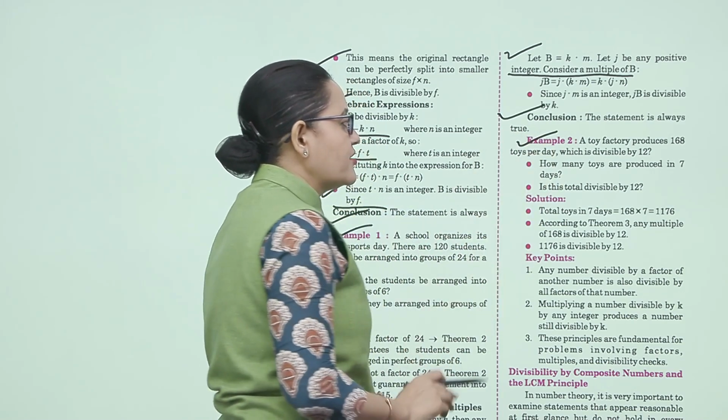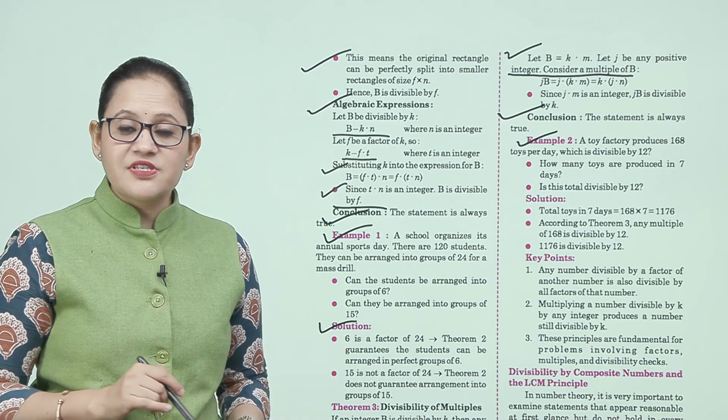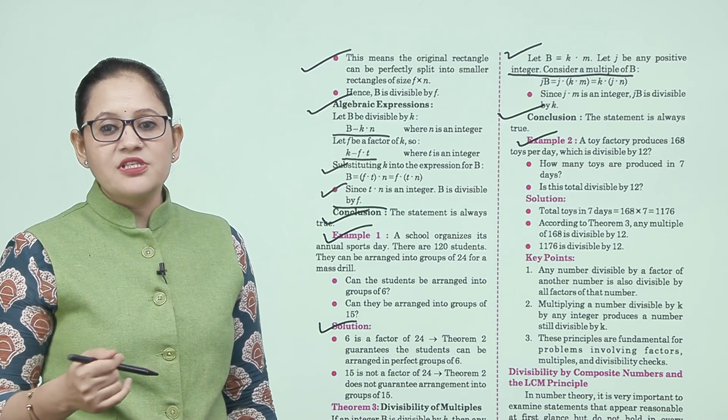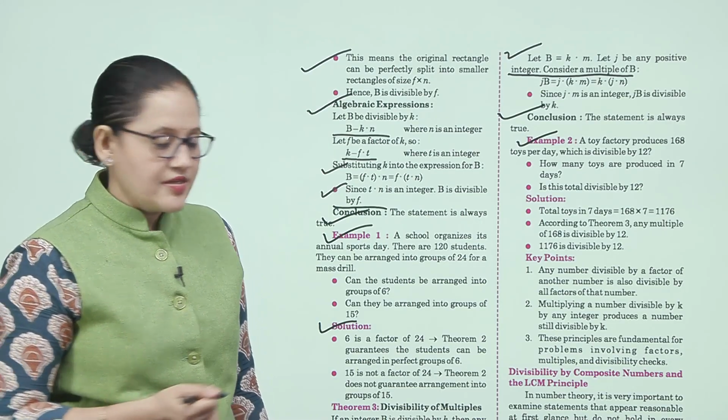Here we will take an example. The toy factory produces 168 toys per day, which is divisible by 12. How many toys are produced in 7 days? Is the total divisible by 12?